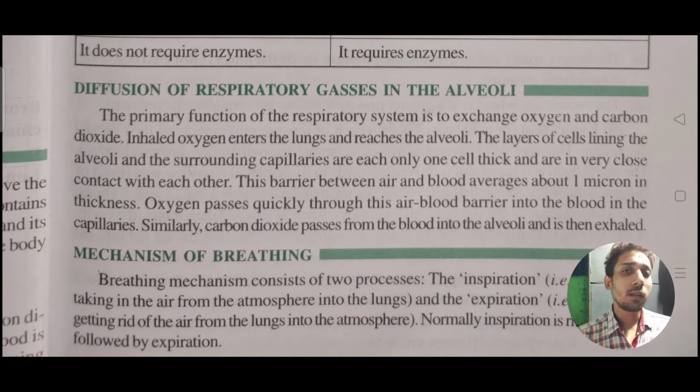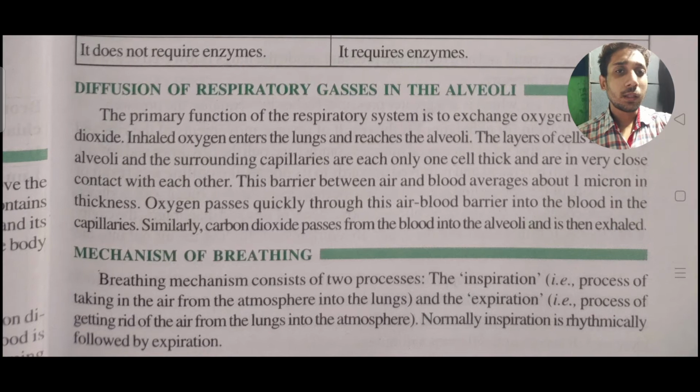So they are very close to each other, but they are not compact. The barrier between the air and the blood is 1 micron. So oxygen passes quickly through this air-blood barrier into the blood in the capillaries. That is the diffusion process taking place. Thereafter, in a similar way, the carbon dioxide will also pass from the blood into the alveoli, and thereafter we exhale the carbon dioxide.